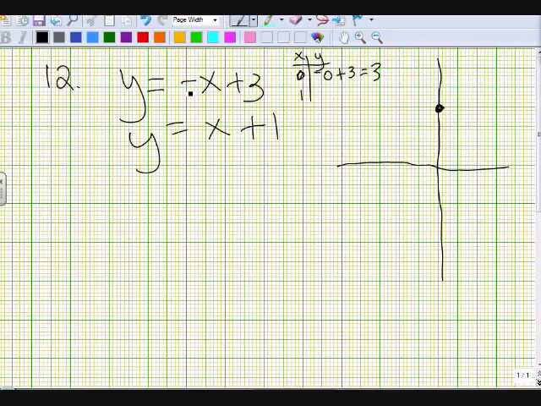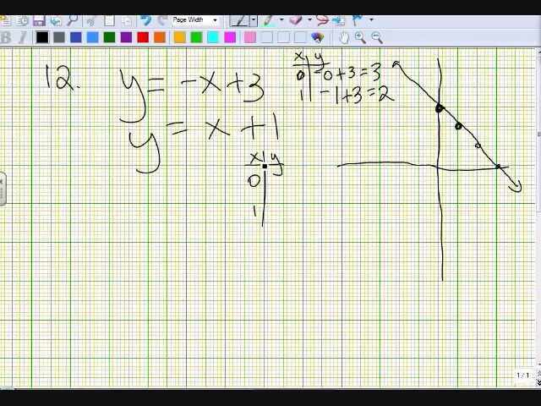Okay. Now I plug in 1 for my x and I get negative 1 plus 3. And negative 1 plus 3 is 2. So now I graph the point (1, 2), over 1 and up 2. And now I'll try to make a straight line that contains those 2 points. And then I'll make an xy table for the second line. I'll make x 0 and 1.